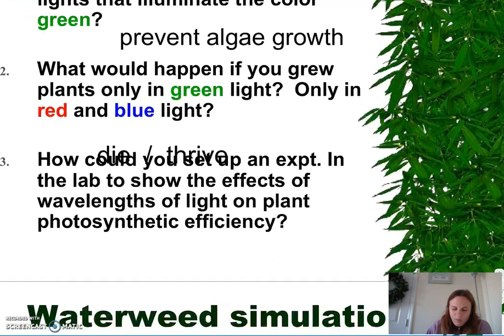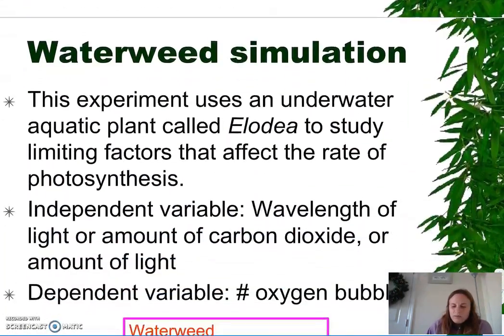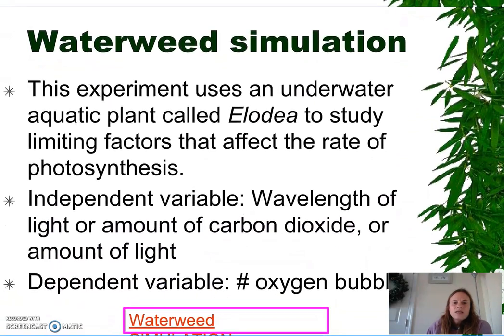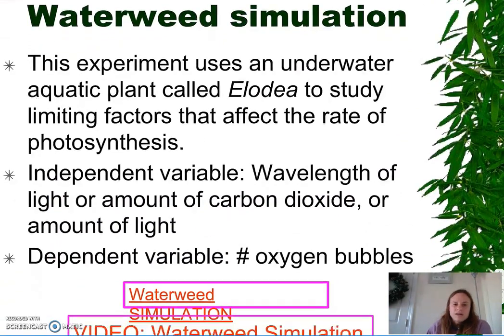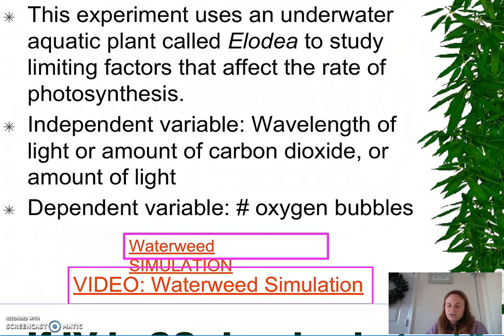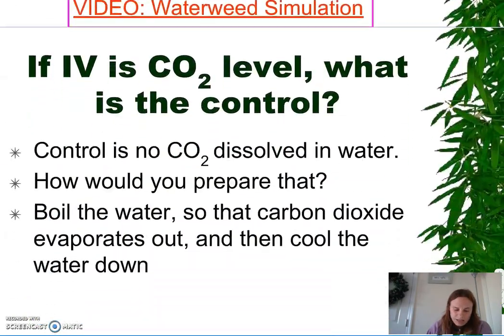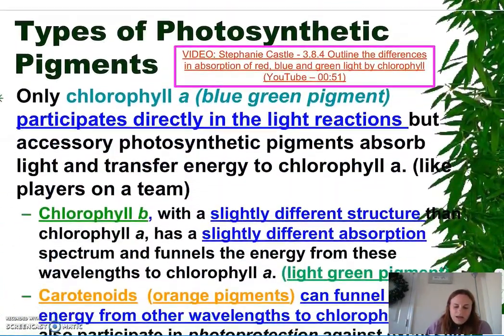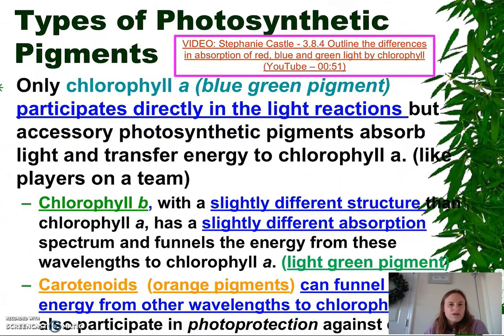And then we did a water weed simulation, which set up an experiment to test the limiting factors that affect the rate of photosynthesis, such as color of light. Stephanie Castle has a really short video that outlines the differences in absorption of red, blue, and green light by chlorophyll. So let's talk a little bit about those different pigments.